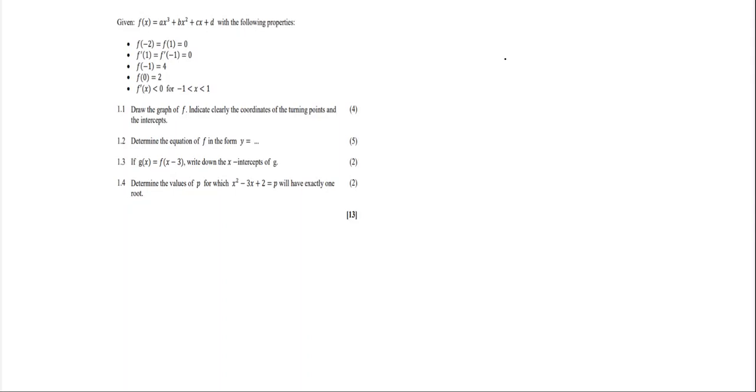Let's look at this question here. We are required to draw the graph, determine the equation when we are done, and also to shift the graph horizontally, and also to check what are the values of p, wherein we will have exactly one root. So don't worry, we'll get down to that quickly.